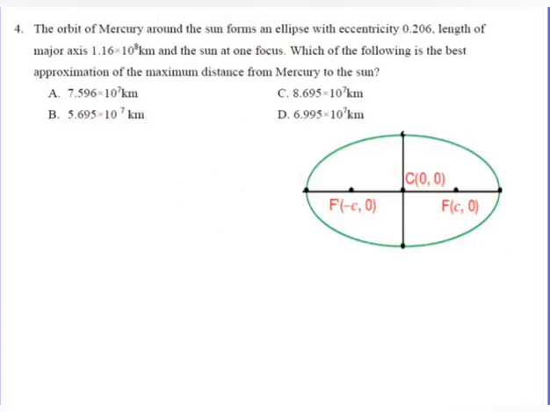The orbit of Mercury around the Sun forms an ellipse with eccentricity 0.206, length of major axis 1.16 times 10 to the power of 8 kilometers, and the Sun at one of the foci. Which of the following is the best approximation of the maximum distance from Mercury to the Sun?